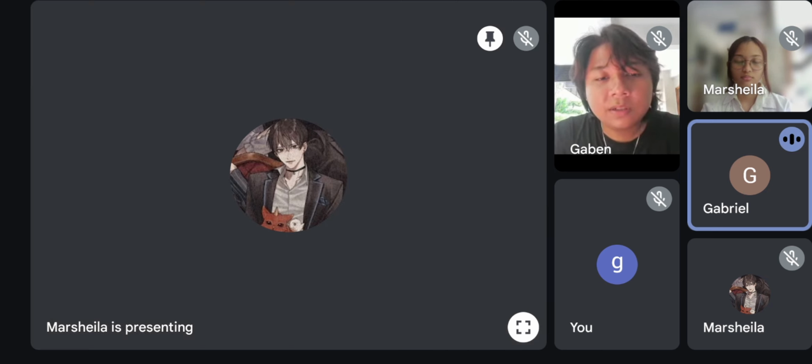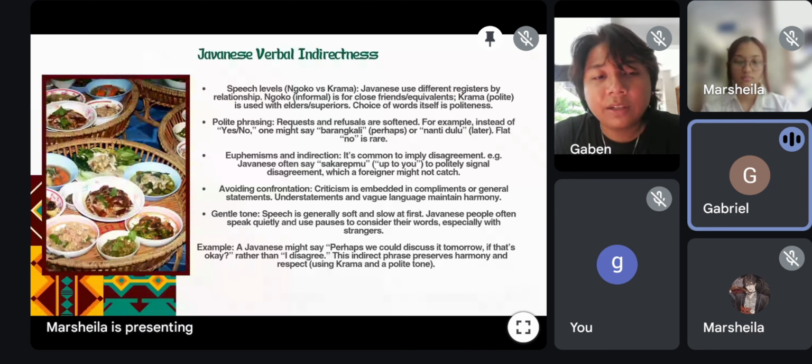And with euphemisms and indirection, it's very common to imply disagreement, where Javanese say "up to you" to politely signal disagreement, which a foreigner might not catch. They also like to avoid confrontation, where criticism is embedded in compliments or general statements, and understatements and euphemistic language maintain harmony. There's a gentle tone, where speech is generally soft and slow, and Javanese people often speak quietly and use pauses to consider their words, especially with strangers.